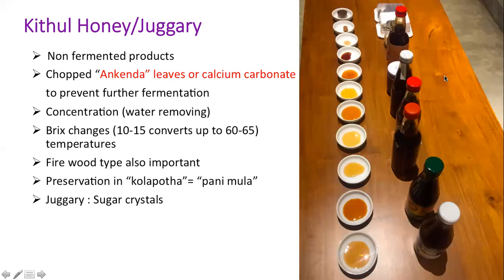Then we are moving to kitul honey and jaggery. As we discussed, this is a type of non-fermented food product, using the same ingredients, the same sap, but non-fermented products. Here we can use ankenda-like leaves or calcium carbonate. The indigenous people put ankenda leaves, hull-like barks and calcium carbonate, which means hunu.